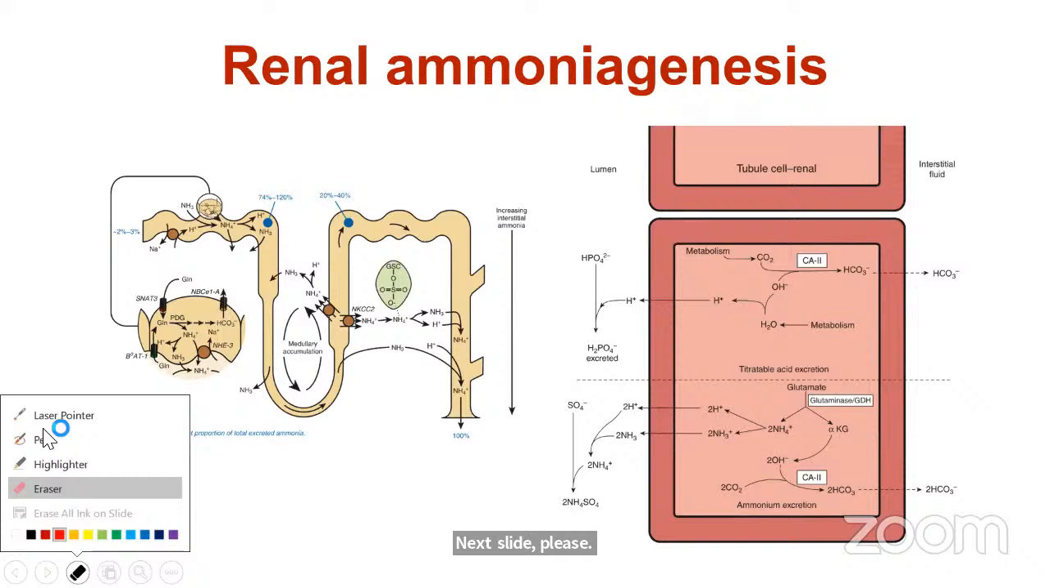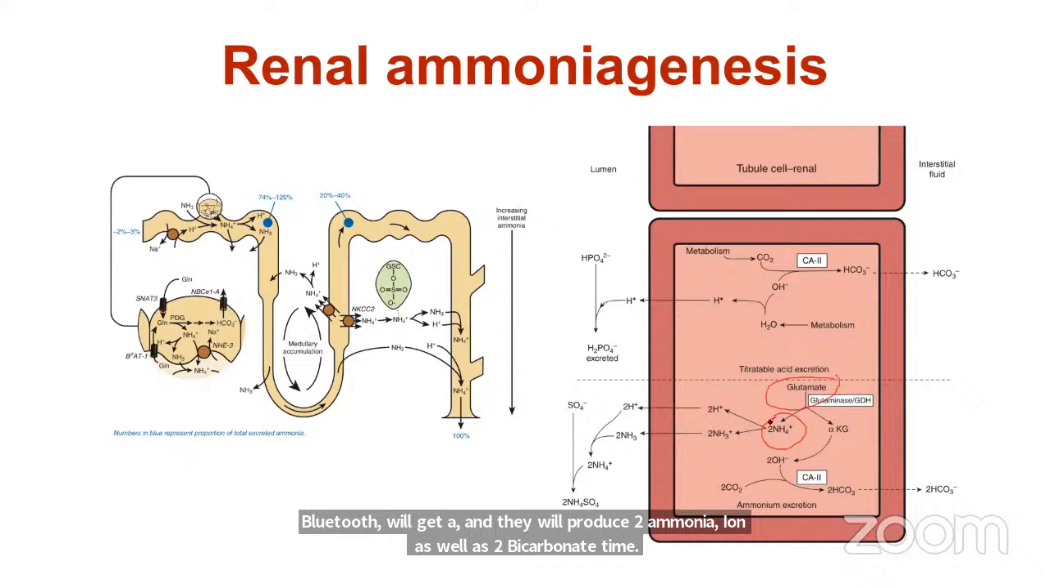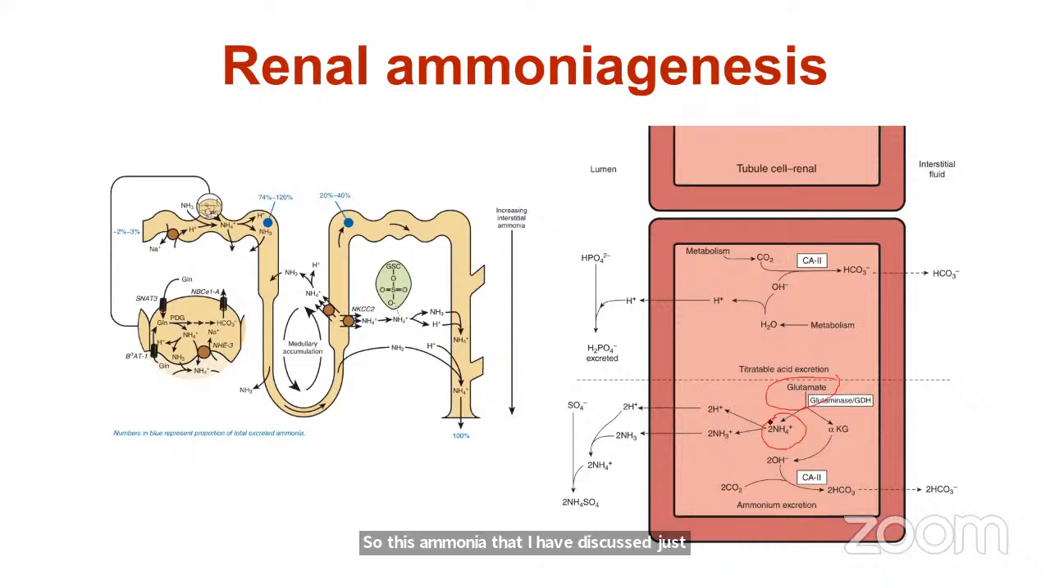And another important thing is the kidney is the important site of ammoniogenesis. So ammonia transport and excretion through the kidney is very complex. In the kidney, the proximal convoluted tubules as well as the cortical collecting duct cells actually produce ammonia from glutamine. So if you see the right hand side of the picture, your glutamine will get dissociated, and they will produce 2 ammonium ions as well as 2 bicarbonate ions. So this ammonia that I discussed in the previous slide, in the intercalated A cells, will bind to the hydrogen ion in the lumen, and they form ammonium, and they will get excreted through the kidney.